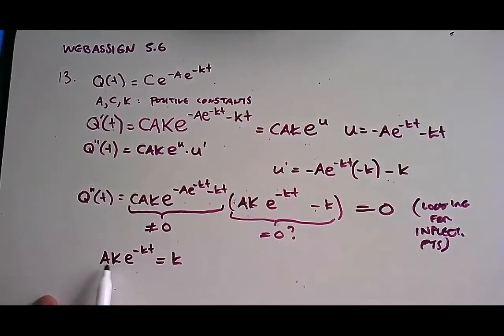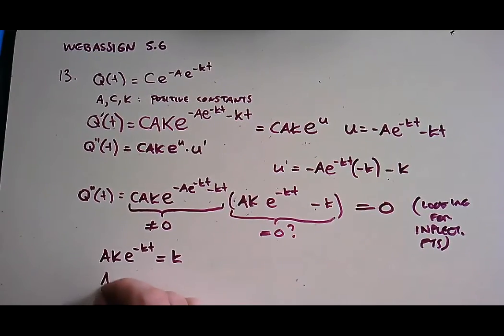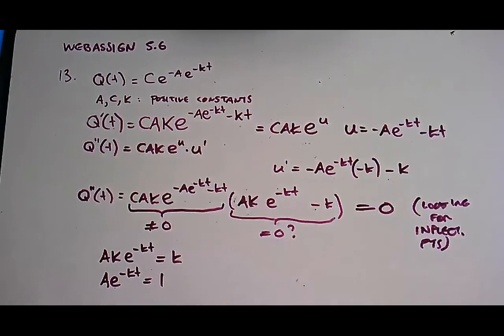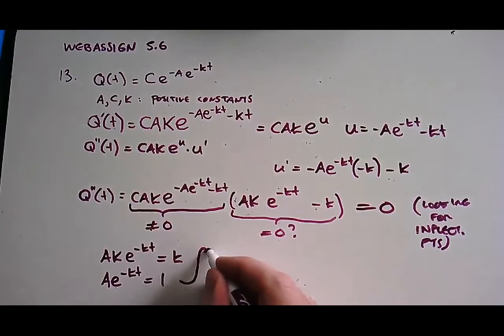Okay, so let's see if we can make this happen. Can we make a k e to the negative kt equal k? Well, I have a factor of k on both sides. I could divide that out, right? If I do that, I have a e to the negative kt equals 1. I'm running a little short on space here, so I'm going to bring it back up so we don't run off the page.